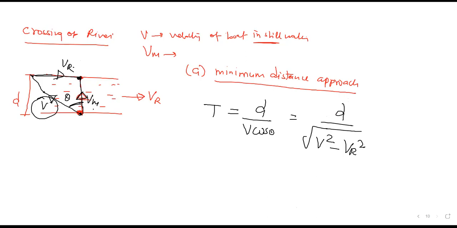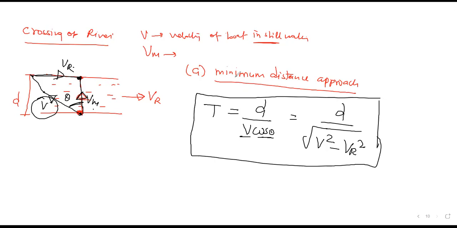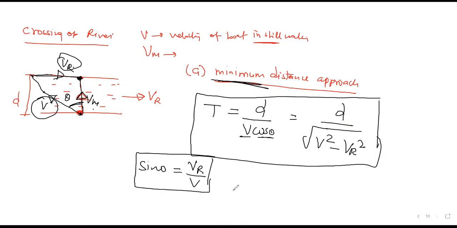So there are two ways you can write it. If you know the velocity of the river and the velocity of the man in still water, or the angle he is moving at, both ways you can write the time taken to cross the river when you want the shortest distance. You just want to go straight across the river. This approach is called the minimum distance approach. And if you don't know the angle, you can also write sine theta equals VR by V from this triangle, where we know VR and V. From here you can find the angle if you need.